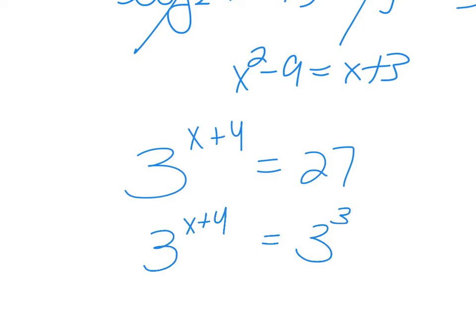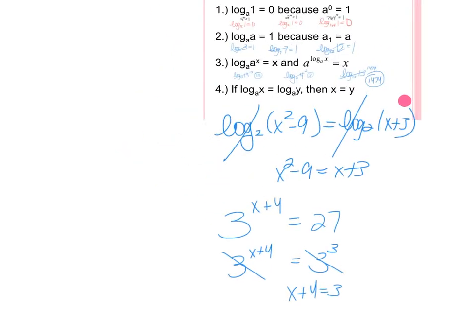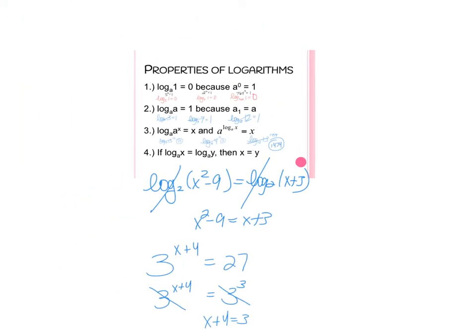What do you notice about the bases on both sides of the equation? What do we do when the bases are the same? You cancel them out. So it's x plus 4 equals 3. We did that in section 3.1. So guys, this is the exact same thing. It's just opposite because now we have logs. Same thing. So I know my answer.